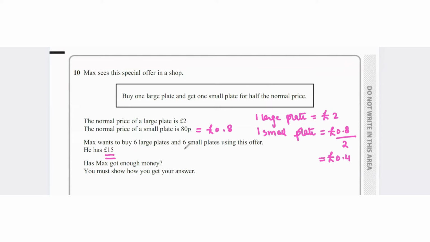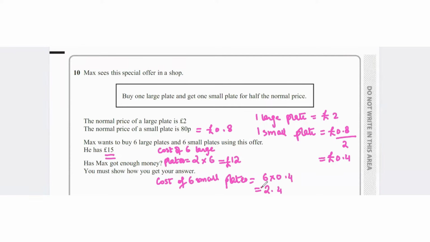Max wants to buy 6 large plates. So if we buy 6 large plates, that's going to be 2 times 6, which is going to be 12. That is your cost of 6 large plates, 12 pounds. And the cost of 6 small plates will be 6 times 0.4, which is going to be 2.4 pounds.